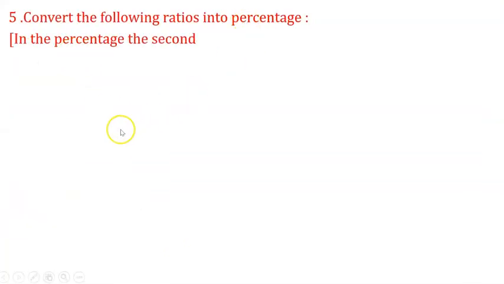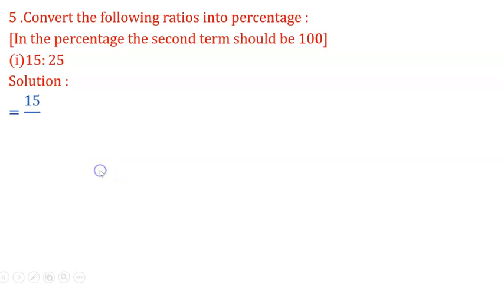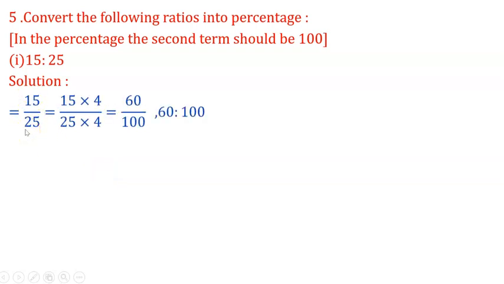Convert the following ratios into percentage. In the percentage, the second term should be 100. 15 as to 25. Here 15 upon 25. To convert the second term to 100, we want to multiply the numerator and denominator by 4. 15 into 4 you will get here 60. 25 into 4 you will get here 100. Okay. Therefore, the required ratio is 60 upon 100, means what? 60 as to 100. That is equal to 60%.